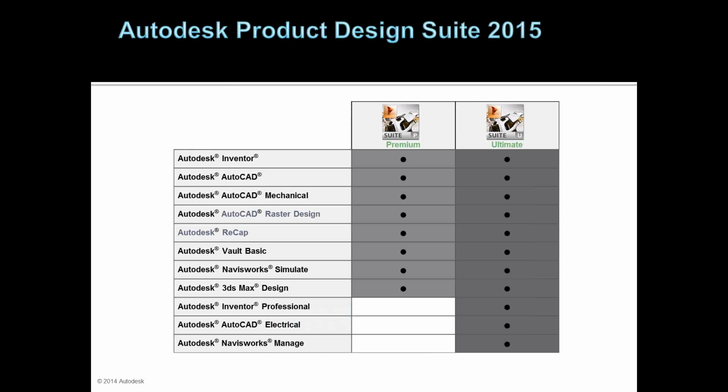With Ultimate, you essentially upgrade your standard Inventor and you get the professional module. So you're getting the tube and pipe routing, the cable and wire routing, the simulation, the injection molding. All of that comes as part of the Pro flavor. You also get AutoCAD Electrical and Navisworks Manage.